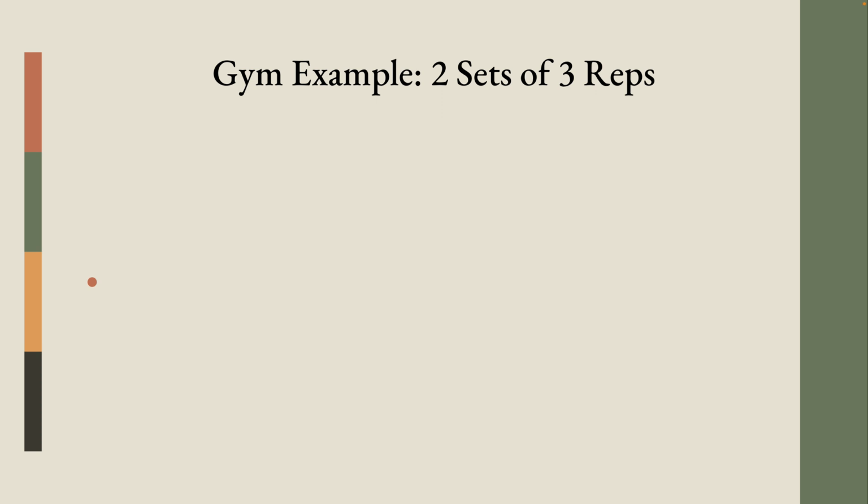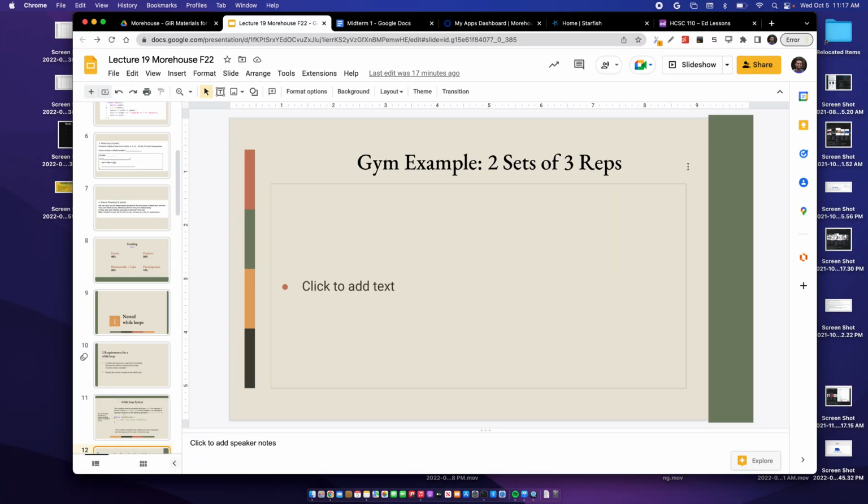Okay, so we're gonna get into nested while loops, and I wanna use as a motivating example when you go to the gym. Generally when people are doing exercises, they talk in terms of sets and reps. So if you're doing the bench press, you might do 5 sets of 5 reps, which means in a set, you'll do the bench press 5 times, you'll set it down, you'll rest, then you'll do your second set of 5 reps, then your third set of 5 reps. So you would do 25 bench presses total.